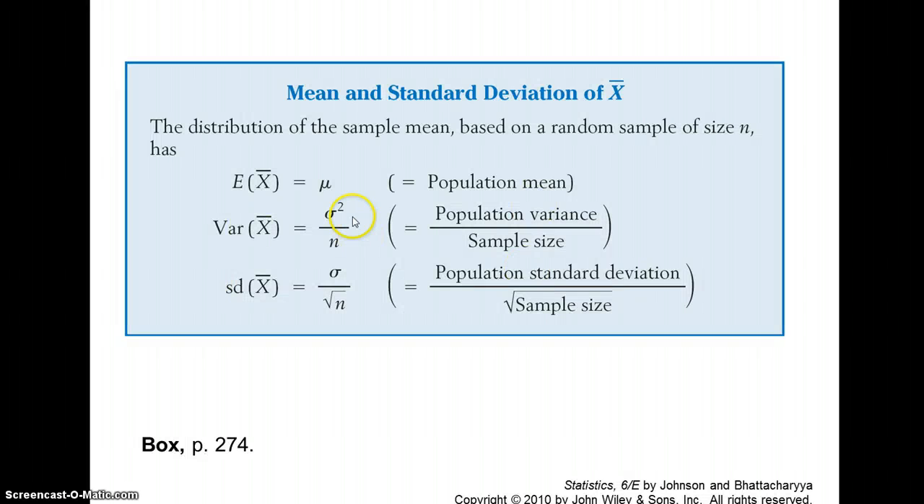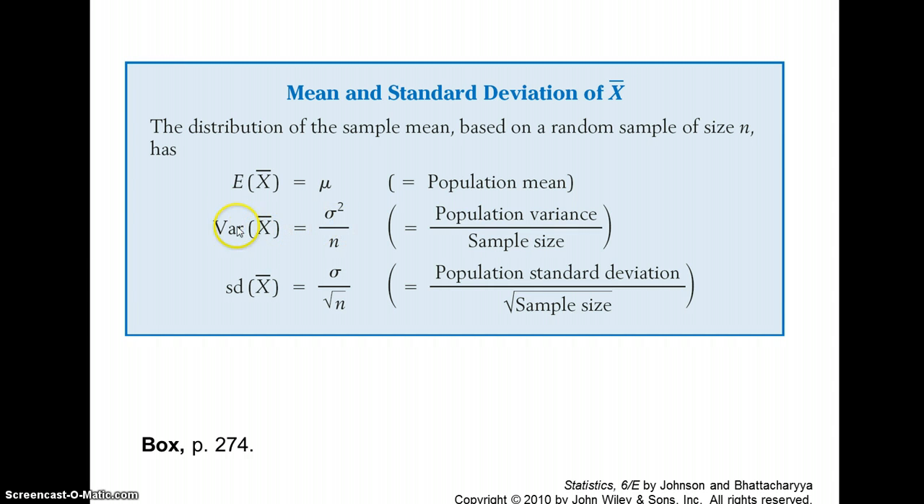Because if you can see here in the formula, the variance of the sample mean is going to be population variance divided by the sample size. So the sample size will change. When the sample size changes, the variance of your sample mean will also change.